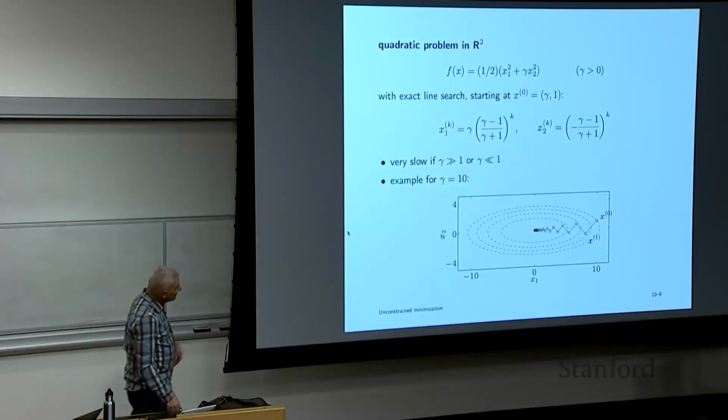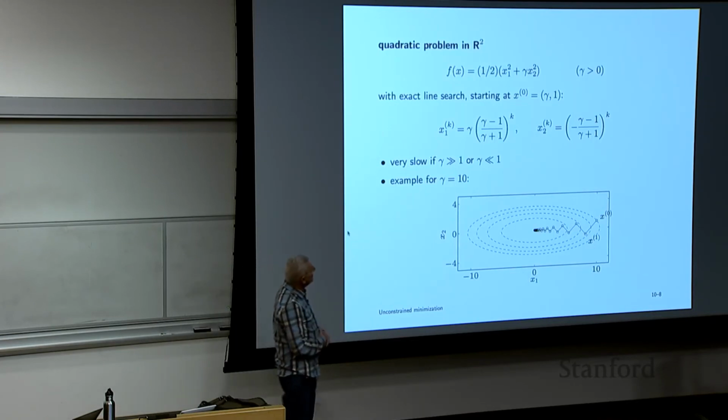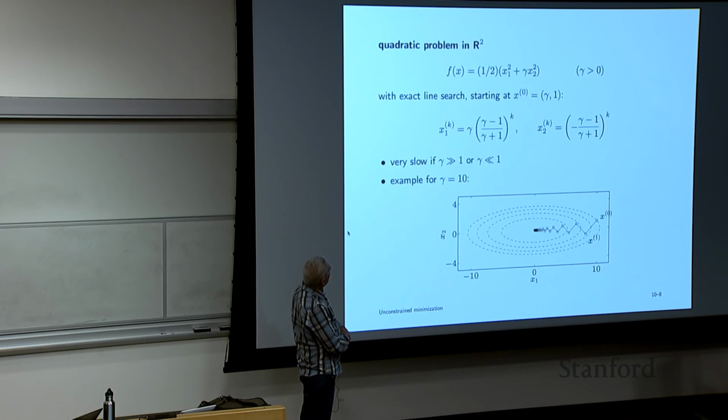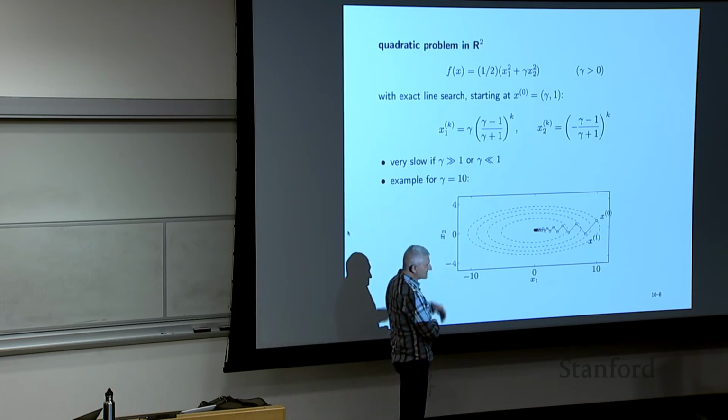But we can actually control the eccentricity by making gamma either really big or really small. And in this case, you can actually work out analytically what the iterates are, and you get something that looks like this. It's actually a very good picture to have in your mind. Of course, it's totally silly because we don't care about two-dimensional problems. We care about problems with a minimum dimension of 200, 2,000, 20,000, 2 million. But nevertheless, this gives you the picture.